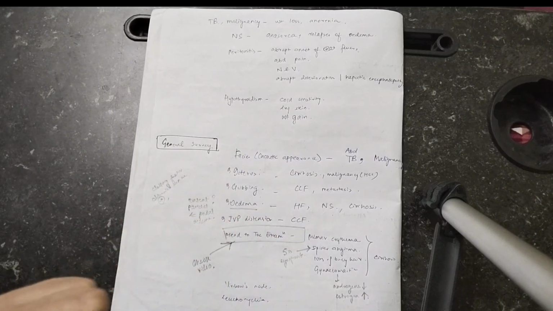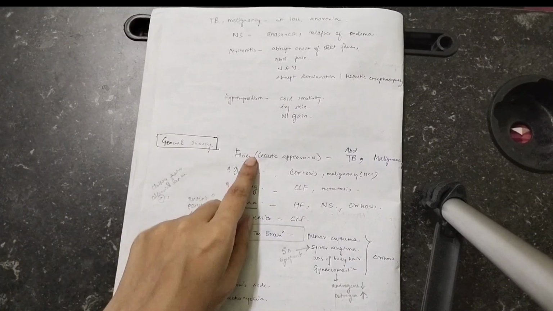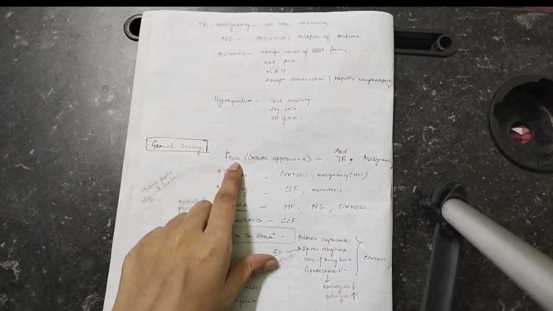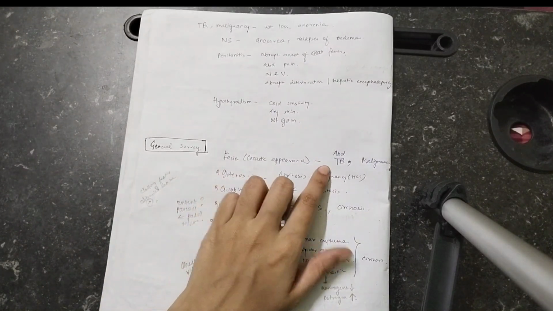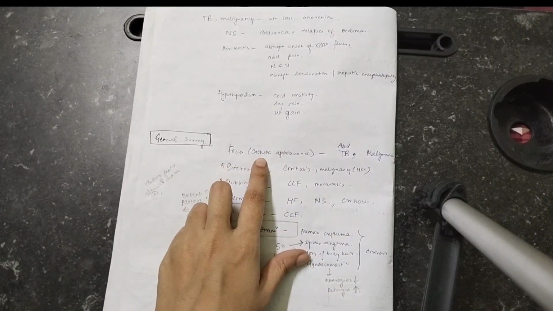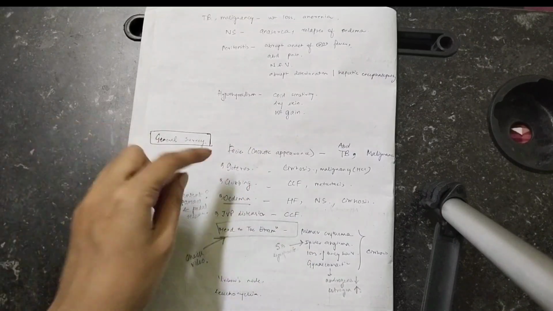Now come to general survey. First of all, when the patient has come to you, you look at the overall appearance of the patient. You look at the face of the patient, look at the build of the patient, the nutrition status, the hydration status. So first is facies. If the patient is having ascites due to abdominal tuberculosis and malignancy, he or she will have a cachectic appearance of the face. Then come to the important points.